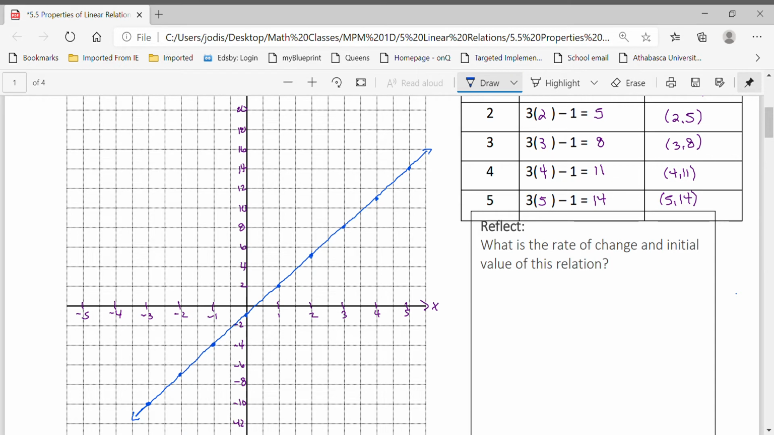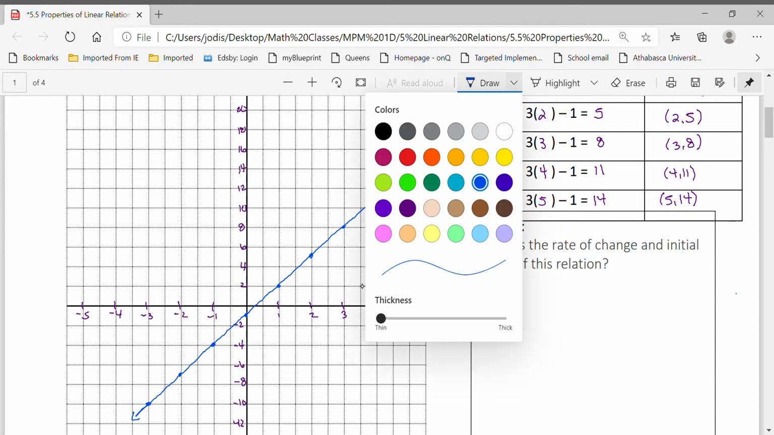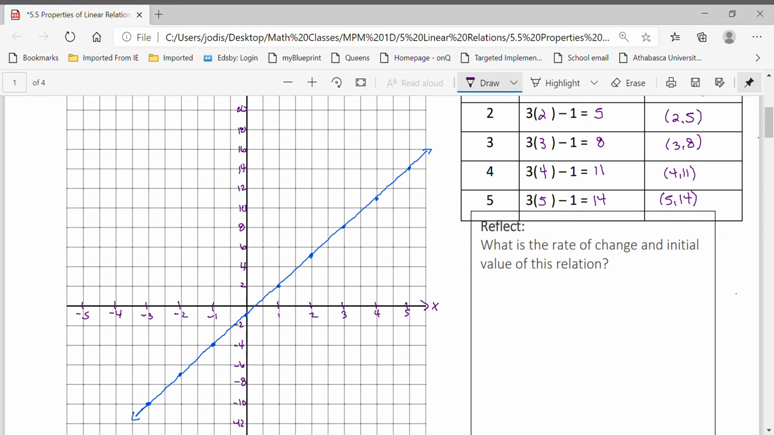And then they also want us to find the rate of change and the initial value for this. So initial value, we could probably get pretty easily. We can just look at where our line crosses the y-axis. So that happens right here. So our initial value would be negative 1.